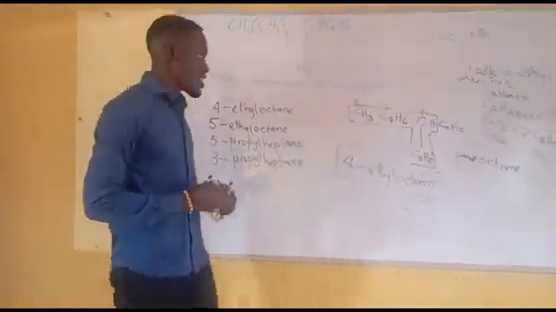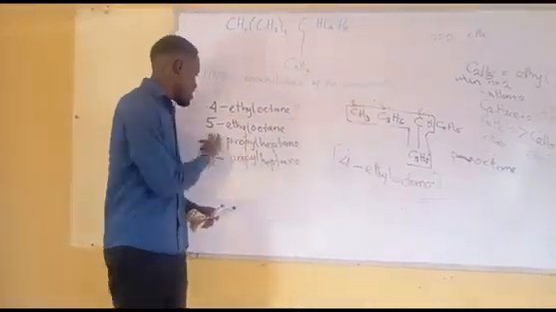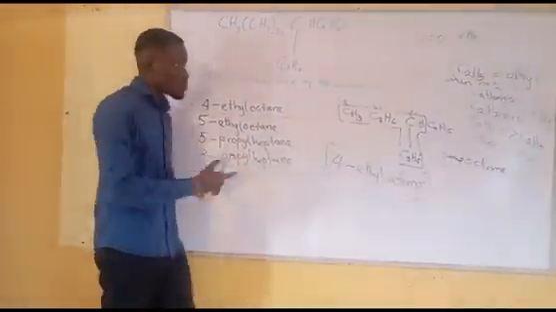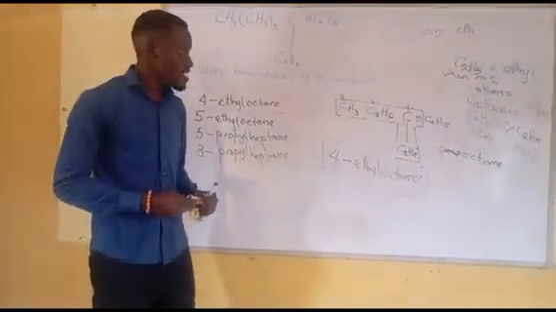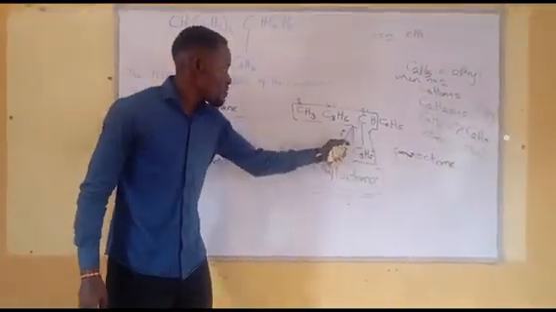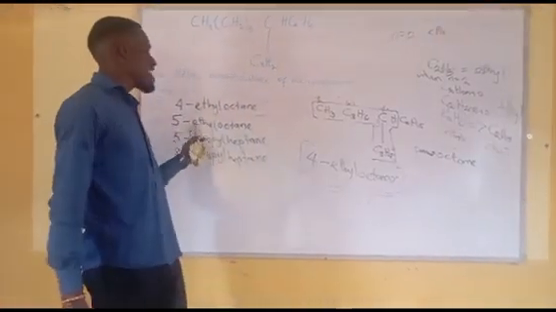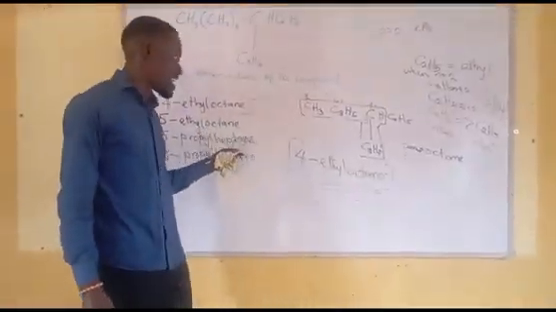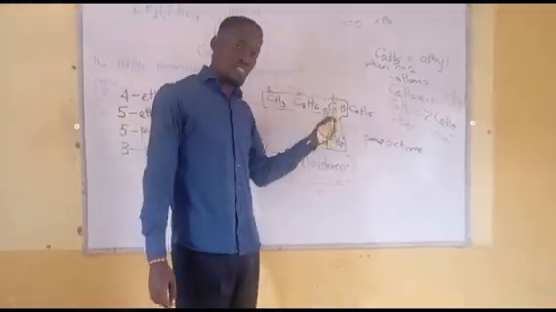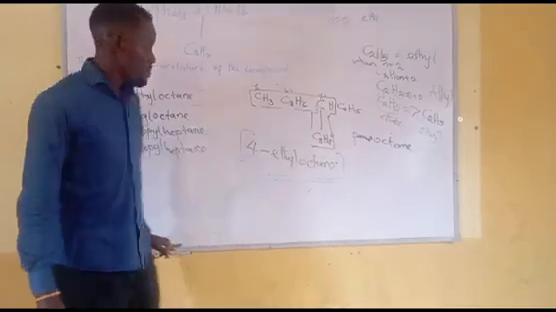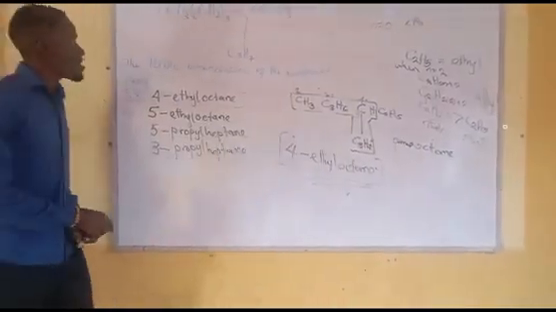4-ethyl octane. They want to try to use this 5 to confuse you. Why? Because we are having 5 as the lower numbering. If you use 5 as the lower numbering, it becomes 5-ethyl octane, which is the wrong answer. Why is it wrong? Simply because the upper numbering is lesser than the lower numbering. Alright, so these are the questions for the JAMB.